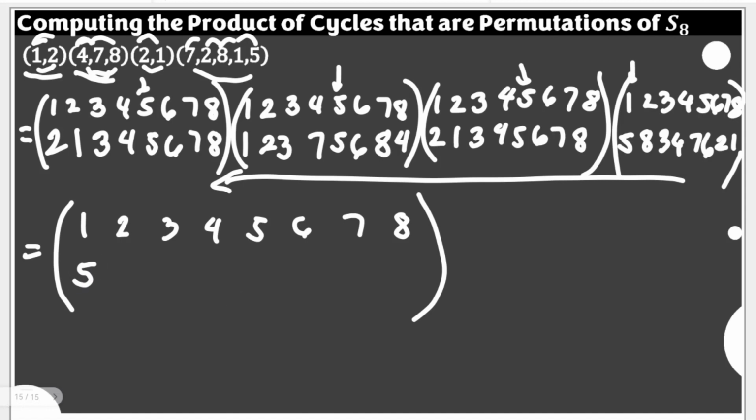Next, how about 2? 2 is mapped to 8. 8 is mapped to 8. 8 is mapped to 4. And 4 is mapped to 4.